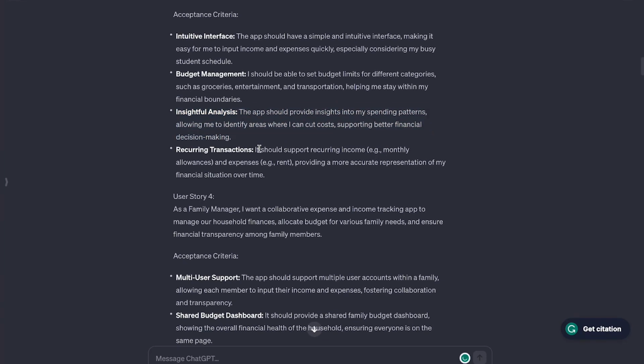All right, then recurring transaction, it should support recurring income, monthly allowances, expenses, etc. Now, of course, this does not really make sense because we are gathering information from a bank account, and we can't really talk about recurring income or expenses at the moment because all the information is coming from your bank account, right? You can sort of categorize something as a recurring income or expense, but you can't do anything else other than that.